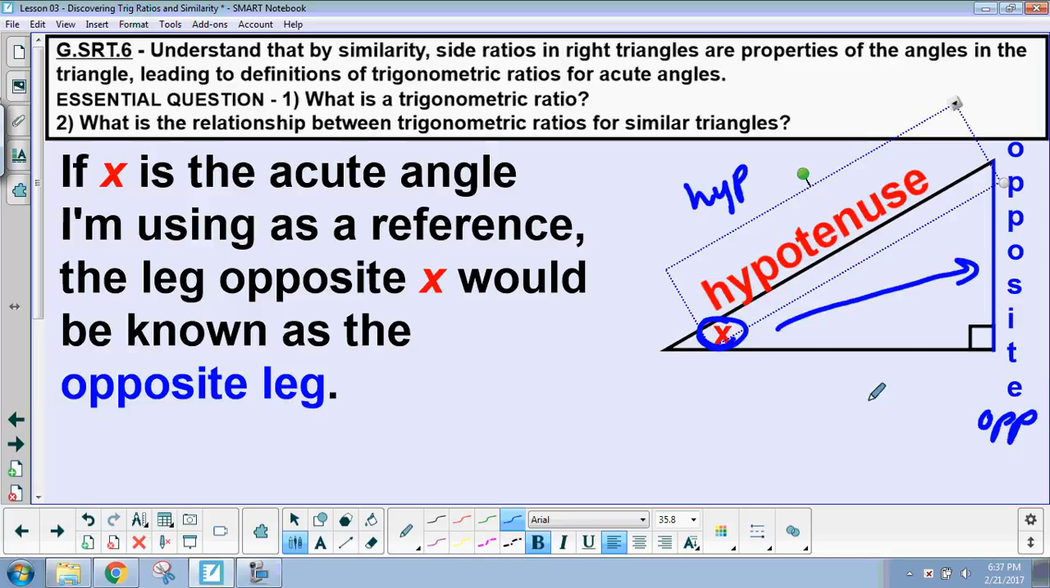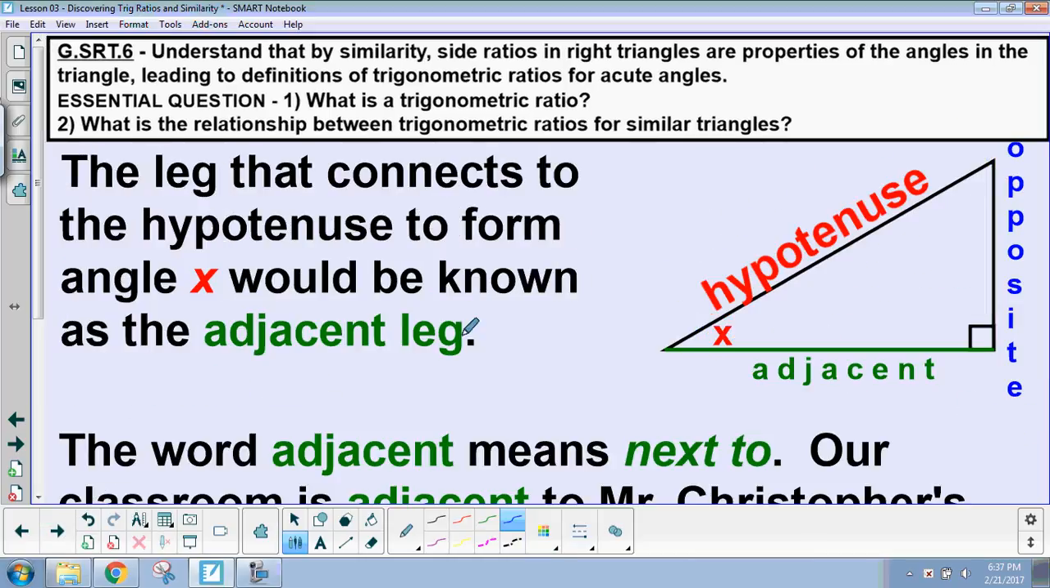That only leaves one more side to go, which is the adjacent leg. Okay, as you know, adjacent means next to.